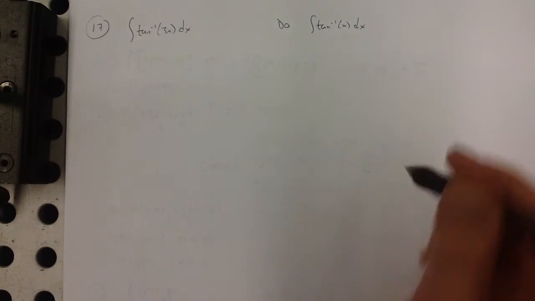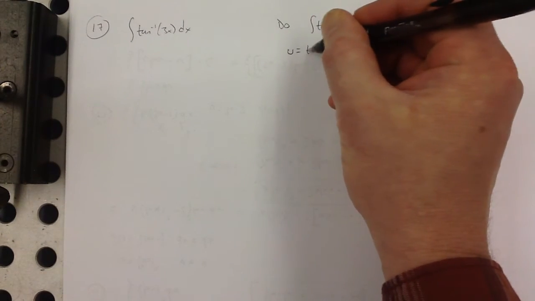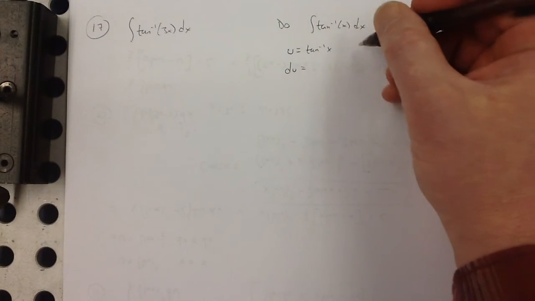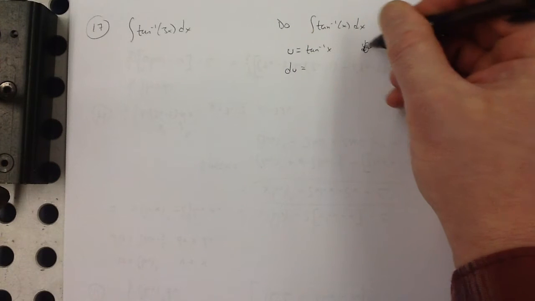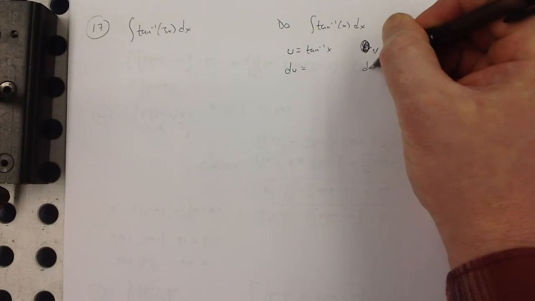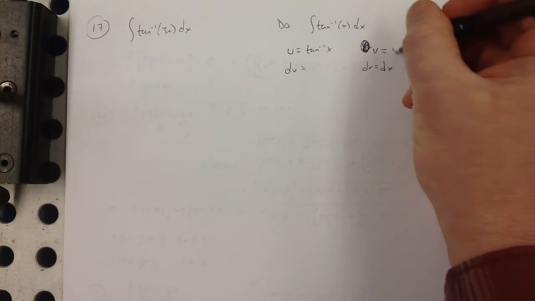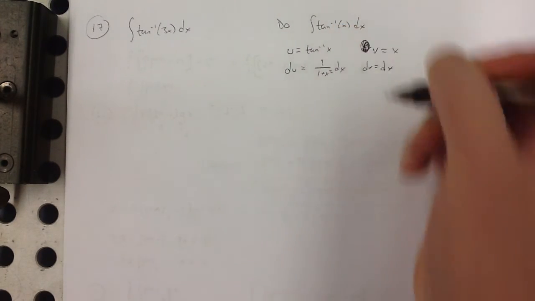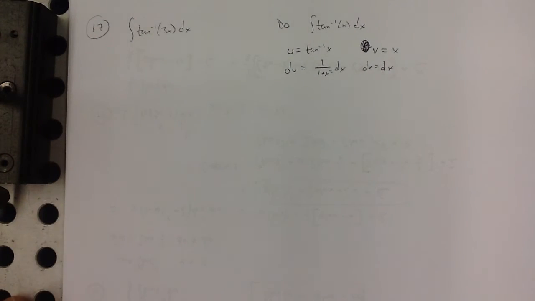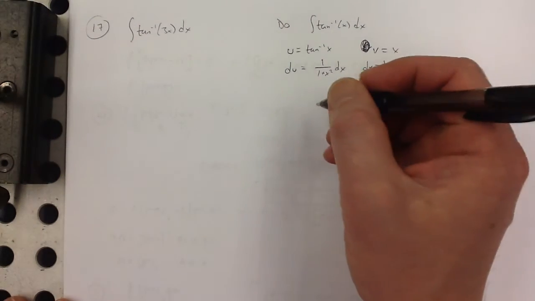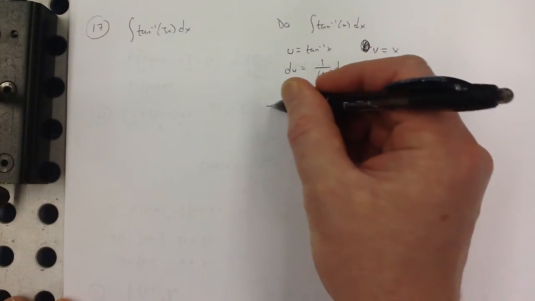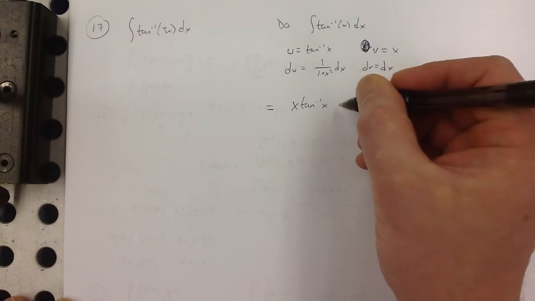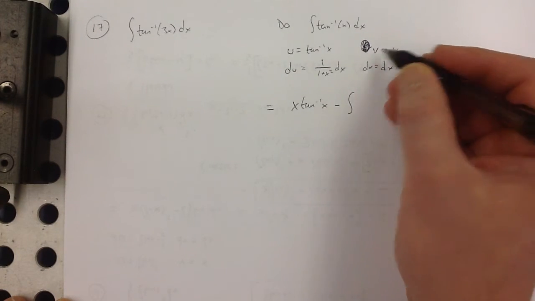So here u is tangent inverse x. That's my trig inverse. And dv will just be dx, so v is x, and hopefully you remember that du is 1/(1 plus x squared) dx. Right, so rewriting this, I now have that this original problem is equivalent to x tangent inverse x minus the integral of v du.